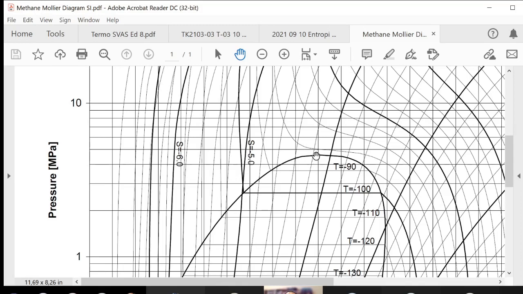One of you will say minus 83, the other one will say 83.5, the other one will say 82.8. So approximately it is minus 83 Celsius. That is the critical temperature of the methane. Now I'm asking you, what is the critical pressure of this methane? Okay, let's read to the left over here. Critical pressure. Okay, help me to estimate. The point is approximately here. What is the value of the pressure? Okay, please respond.